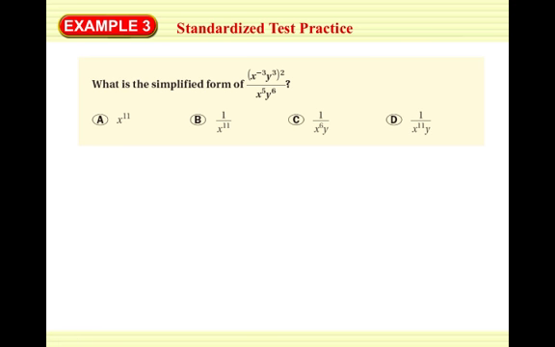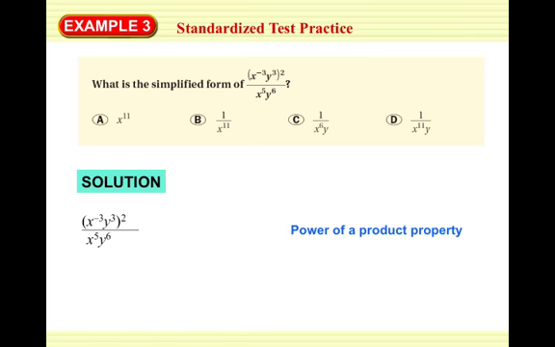All right, what is the simplified form of x to the negative 3 times y cubed, all raised to the second power, over x to the fifth, y to the sixth? Okay, let's do the power of a product property. So that means we're going to square both of these factors. So we're going to have x to the negative 3 squared and y cubed squared. And then we have it over x to the fifth, y to the sixth.